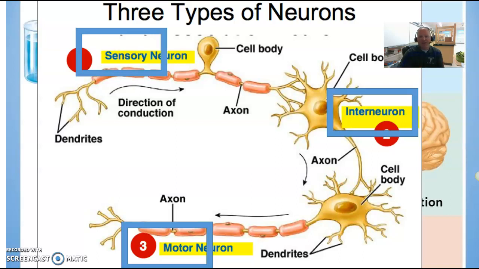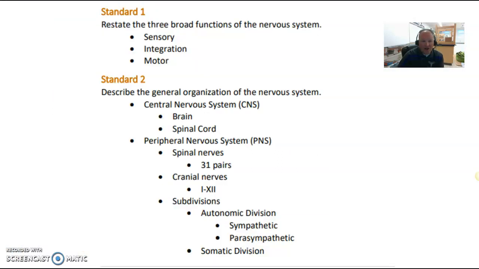And there are different types of feedback. If you remember from map A, we talked about positive feedback and negative feedback. These are our three main parts. I hope you're feeling pretty good about these. Right there, sensory, integration, motor, not a big deal.